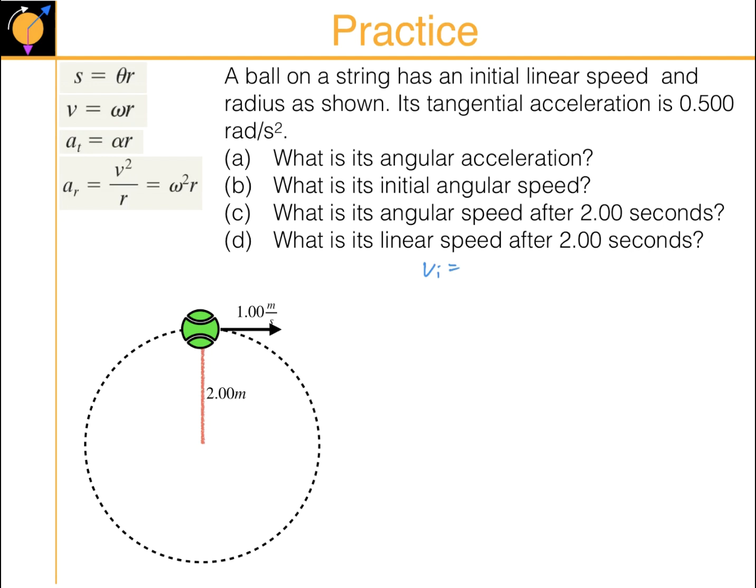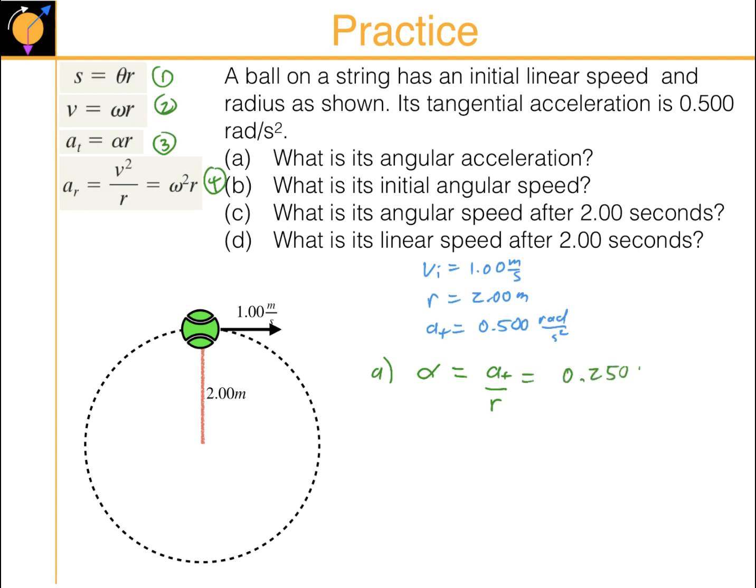So let's write everything down. v initial is 1 meter per second. The radius, which is going to be a constant, is 2 meters. The tangential acceleration, that means it's spinning around faster and faster, is about 0.500 radians per second squared. So let's see what we can do here. What is the angular acceleration? The angular acceleration alpha, we're going to use equation 3 here. Let's number these equations. We're going to use the equation that relates the angular acceleration to the tangential acceleration. So alpha is equal to the tangential acceleration divided by the radius, which works out to about 0.250 radians per second squared.